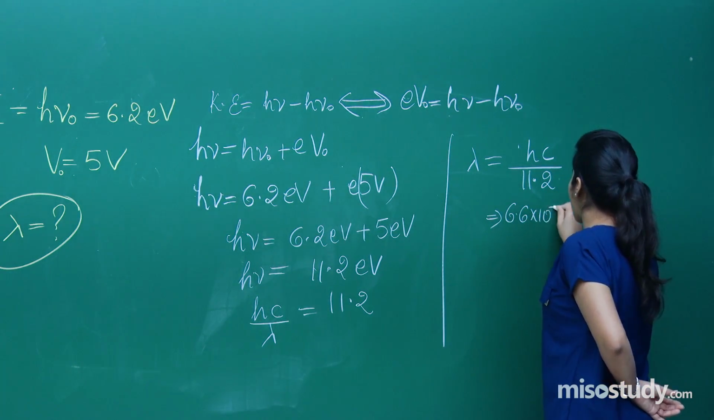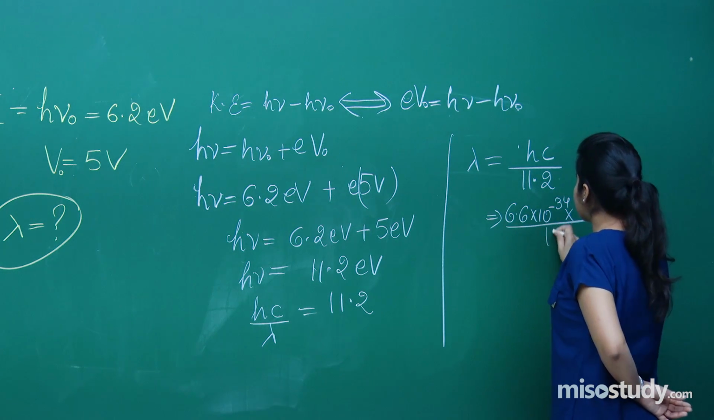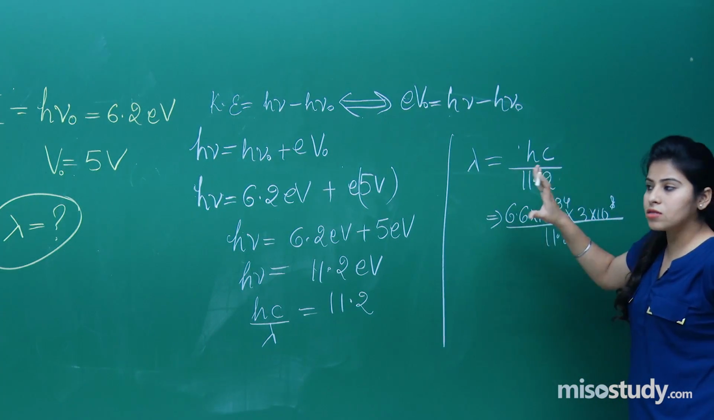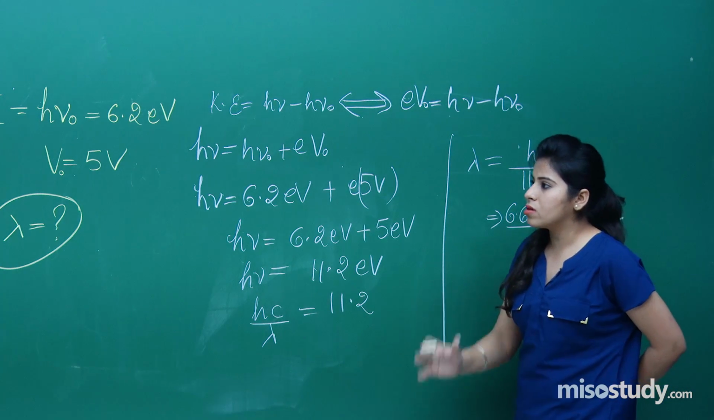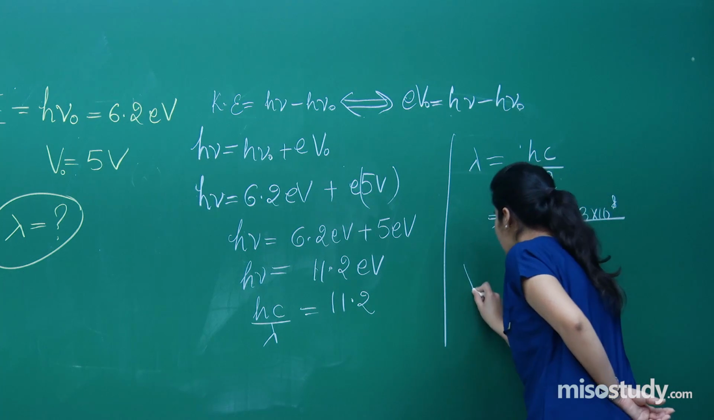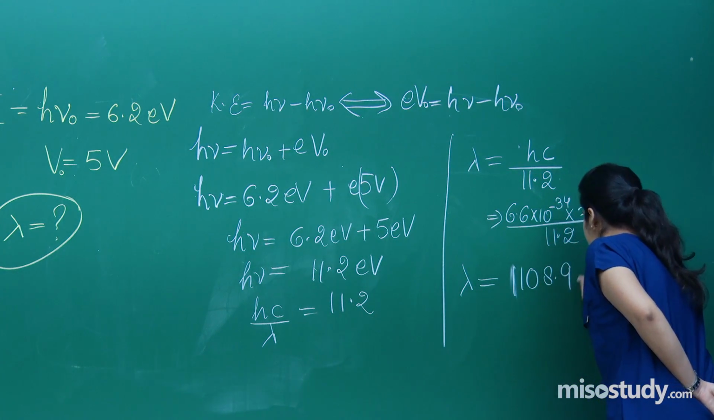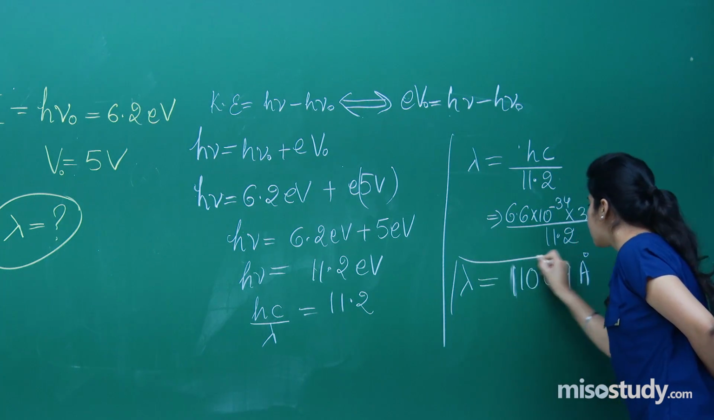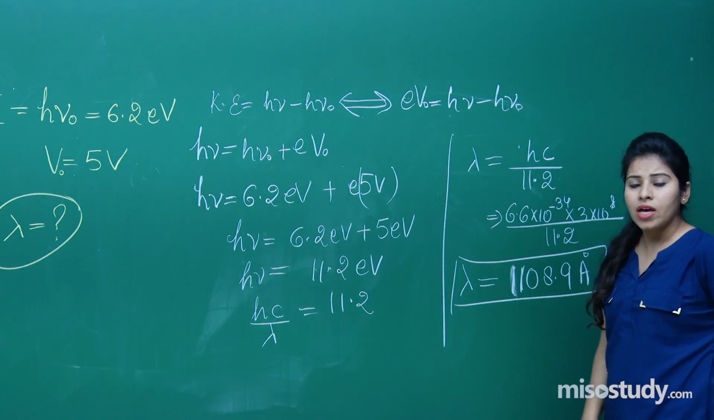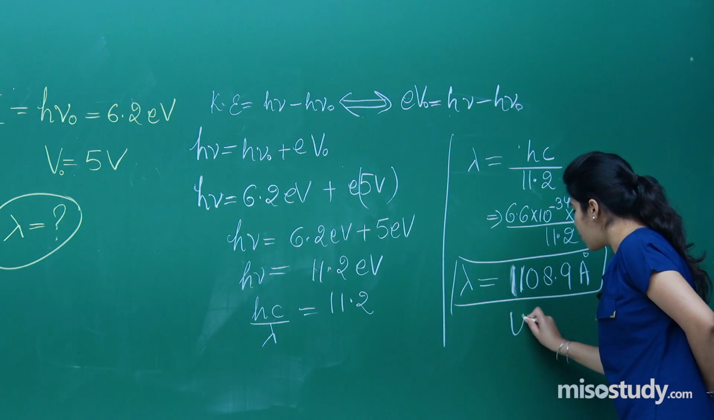6.6 into 10 raised to the power minus 34 into 3 into 10 raised to the power 8. Now, let me just see in the question whether the value of hc or one particular value has been given or not. So, no, I cannot see any such term out here. So, that means this wavelength, if you solve it, you will see that this wavelength has come out to be in this range, 1108.9. And if you see, this range lies in the UV region.